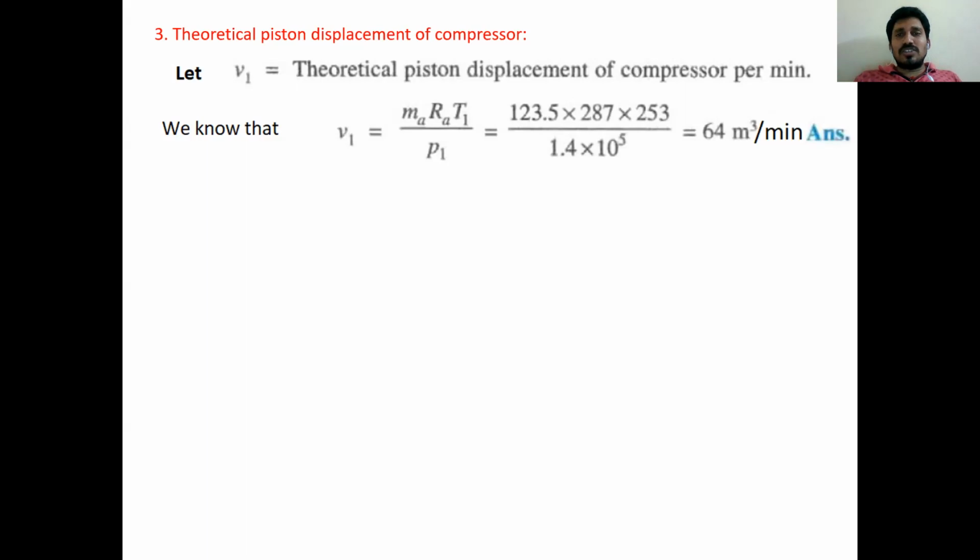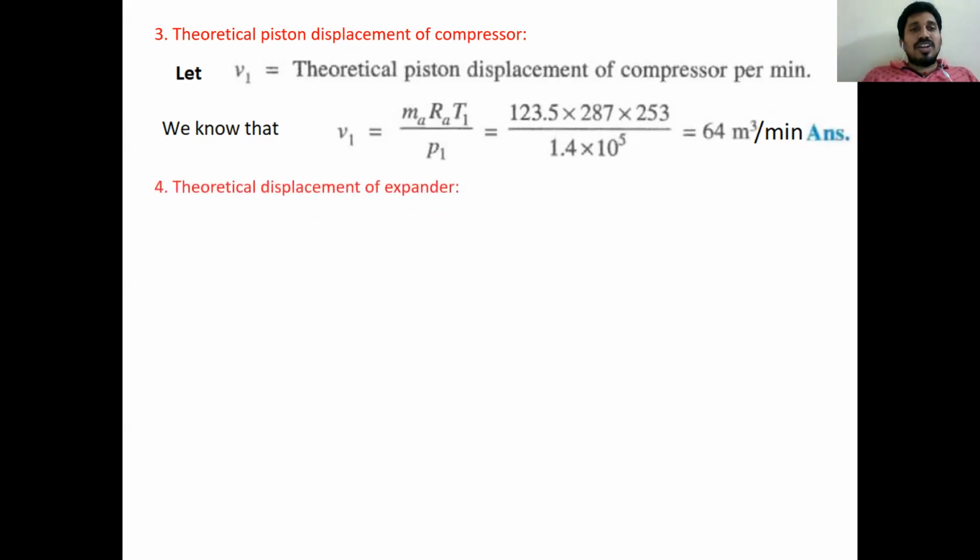Characteristic gas constant is 287. Temperature of air before entering the compressor, T1, is 253. Pressure before entering the compressor, called refrigerating pressure, is 1.4 bar, which is 1.4 into 10 power 5 Pascal. Don't write in bar, you should convert to Pascal. In SI units you have to mention. So finally V1 is 64 meter cube per minute. That is the total volume of the compressor before compression, nothing but the theoretical displacement.